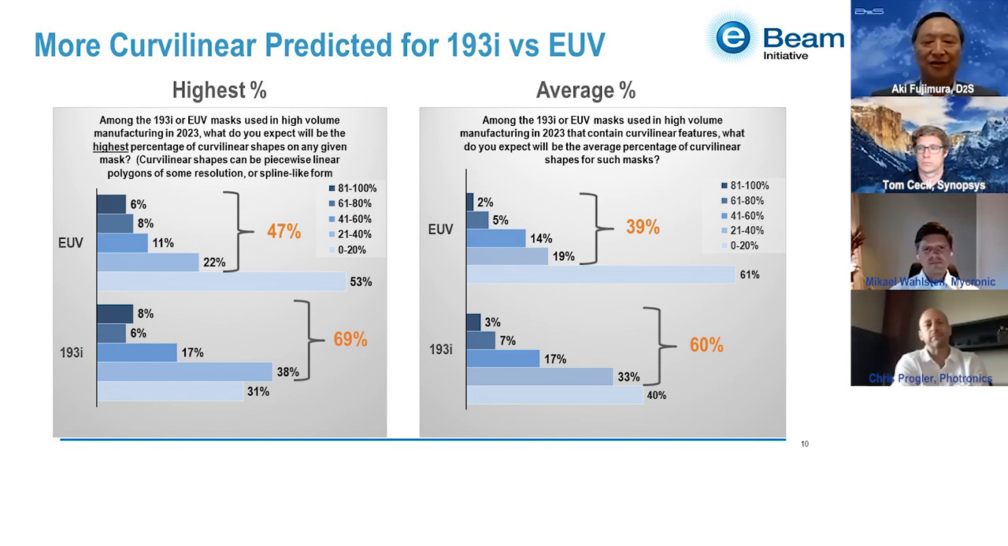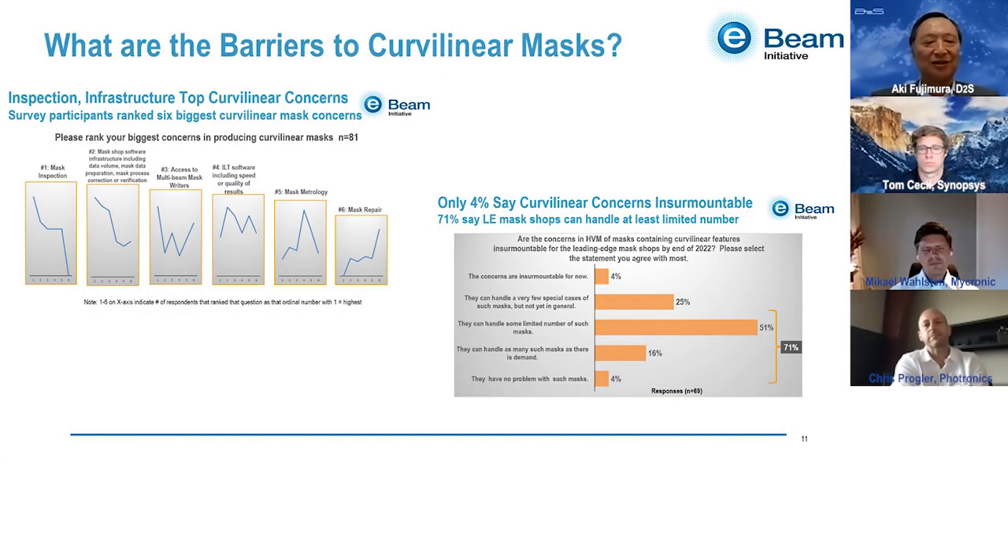Okay, let's go to the last one, continuation on curvilinear. Actually, Chris touched on this a little bit before, but what then are the barriers to curvilinear masks, is the question, right? So if you have a multi-beam writer, then you can do it. But what else is going to prevent curvilinear masks from being the way you write masks in the future? What do you think, Tom?